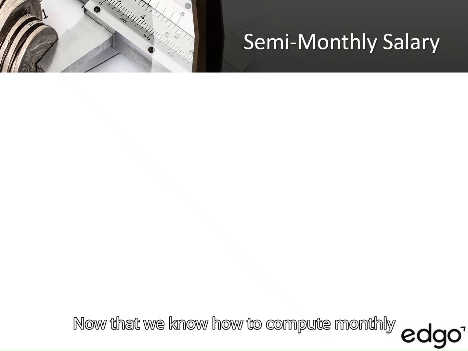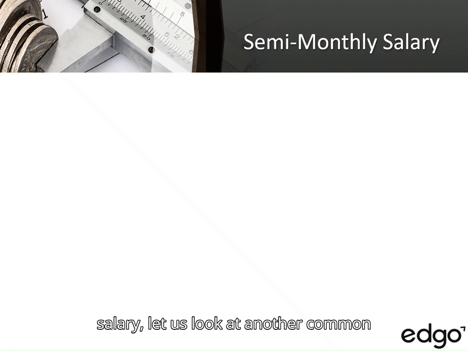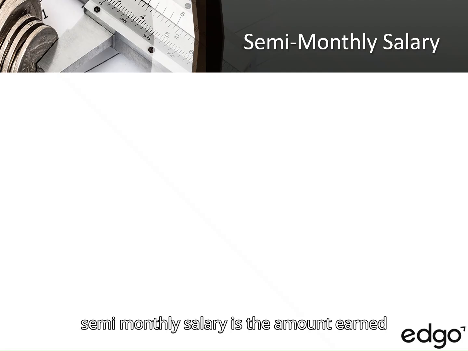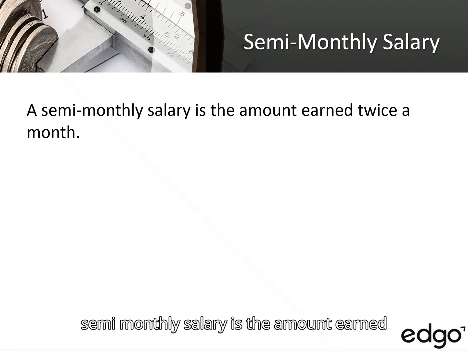Now that we know how to compute monthly salary, let us look at another common payroll arrangement called a semi-monthly salary. Many employees do not receive their salary only once a month. Instead, employers divide the monthly salary into 2 equal payments. This is called a semi-monthly salary. A semi-monthly salary is the amount earned twice each month, usually every 15 days. In many companies, employees receive one payment during the middle of the month and another payment at the end of the month.